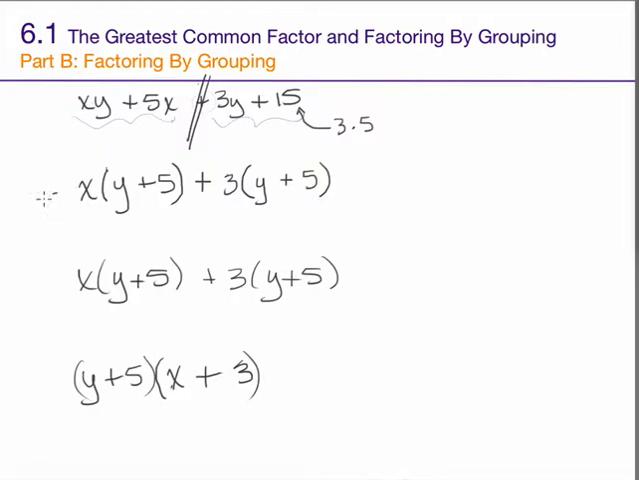But look, now it actually looks like the problem I did a few minutes ago. And we already know how to do this step. This is the common factor. So factoring by grouping is a two-step process. Let's do one where we start right from this step here.